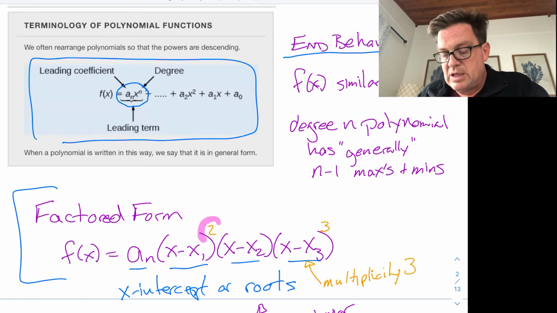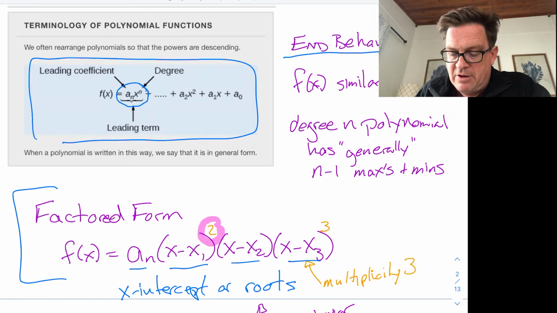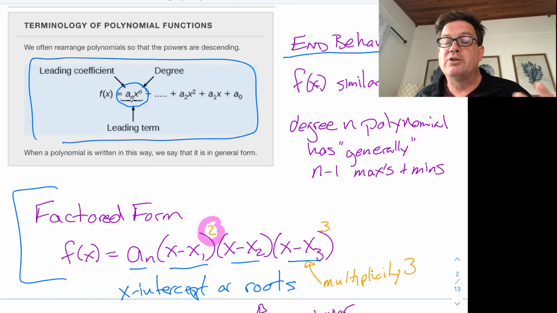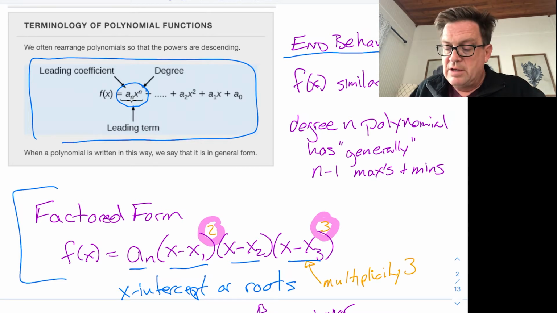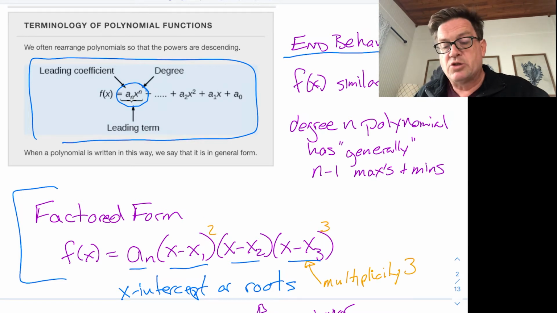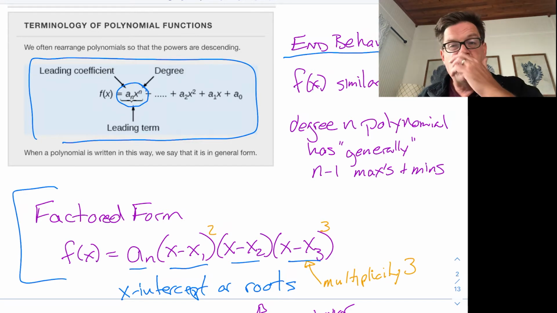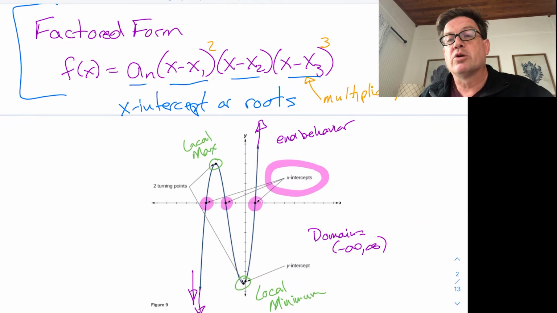And sometimes, if you factor it, you might have a power in here. And so that would be a root of multiplicity 2. It's kind of like you have a double root. Or if it's to the third power, that would be a triple root. So if we talk about multiplicity, that's what that means when you factor it out, if it comes out with a squared term or a cubed term.